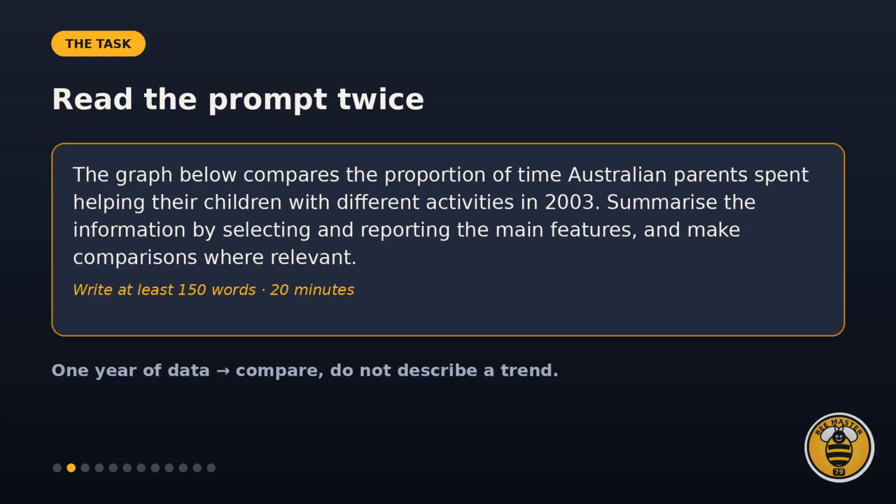Here is the task. The graph compares the proportion of time Australian parents spent helping their children with different activities in 2003. Summarize the information by selecting and reporting the main features and make comparisons where relevant. You have 20 minutes and you must write at least 150 words.